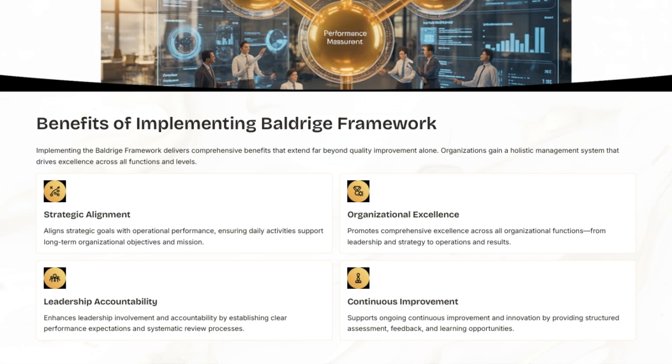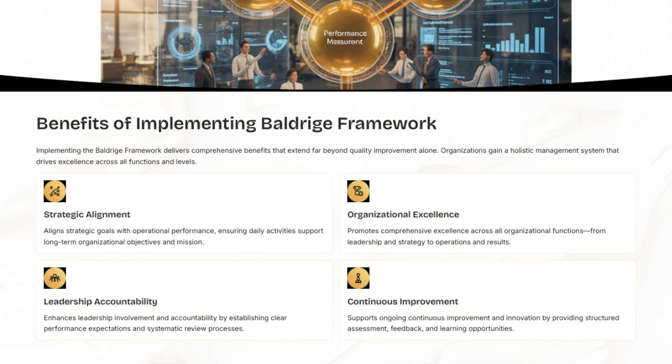Speaking of excellence, organizational excellence promotes a comprehensive approach that covers all organizational functions, from leadership and strategy to daily operations and results. It's about creating a unified effort toward high performance and continuous success. And tying it all together is strategic alignment. This ensures that our daily activities support our long-term goals and organizational mission. When everything is aligned strategically, our efforts become more focused and effective.